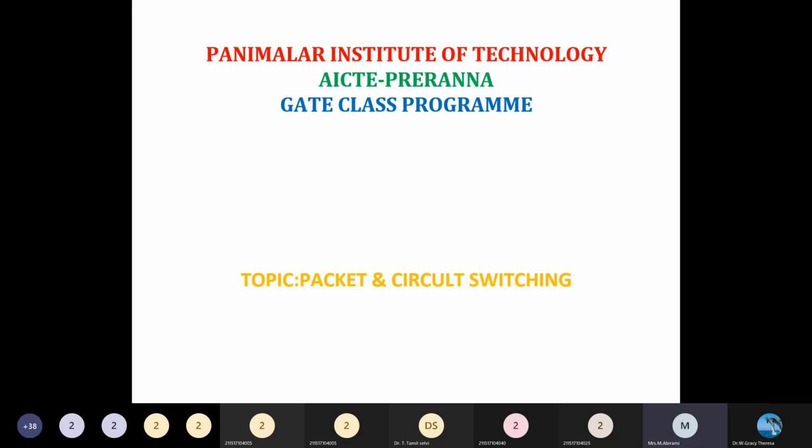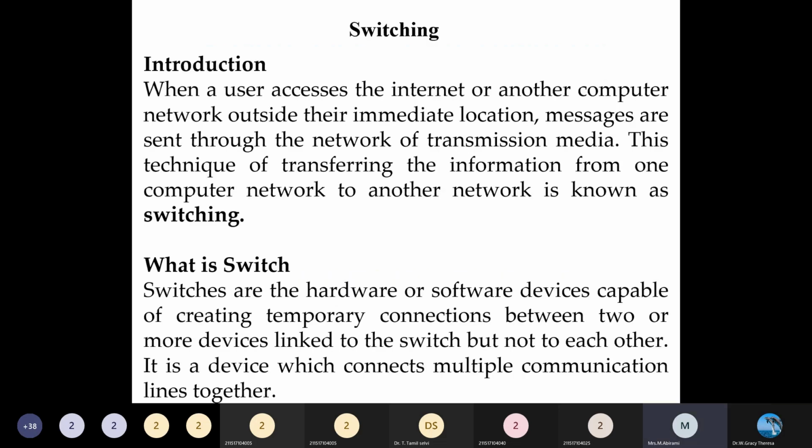In larger networks, there are multiple paths from sender to receiver. The messages are passed from one network to another network, from source to destination. The switching technique decides which is the best route for the data transmission. That is the technique used in switching. So we can access the internet or any other computer in a system.